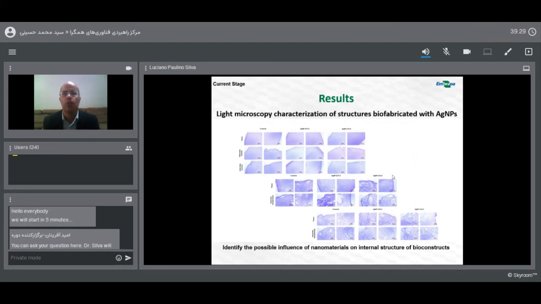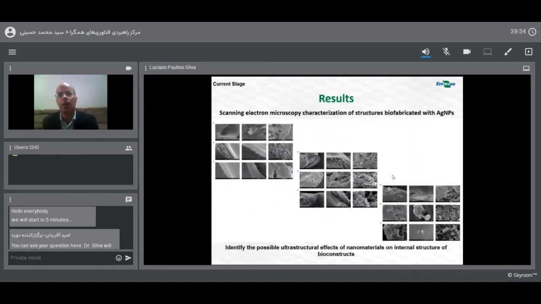In this way, we are seeing some images from structures produced with silver nanoparticles that could allow them to be antimicrobial. And we are identifying the possible influence of these nanomaterials on the internal structure of these bioconstructs. We have also applied scanning electron microscopy to characterize the structures biofabricated with silver nanoparticles, and also to identify the possible ultrastructural effects of nanomaterials on the internal structure of these bioconstructs.